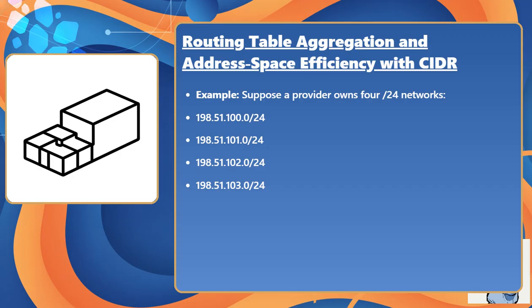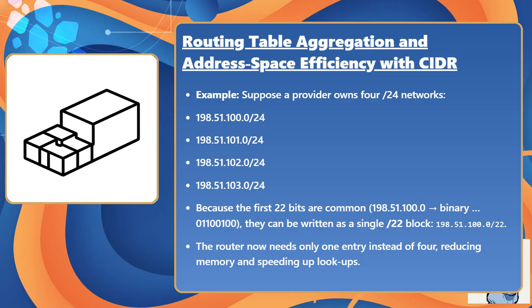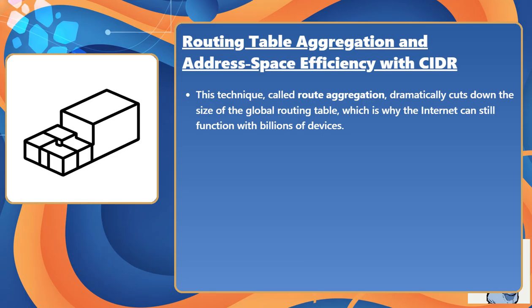198.51.100.0/24, 198.51.101.0/24, 198.51.102.0/24, 198.51.103.0/24. Because the first 22 bits are common, they can be written as a single /22 block, 198.51.100.0/22. The router now needs only one entry instead of four, reducing memory and speeding up lookups. This technique, called route aggregation, dramatically cuts down the size of the global routing table, which is why the internet can still function with billions of devices.